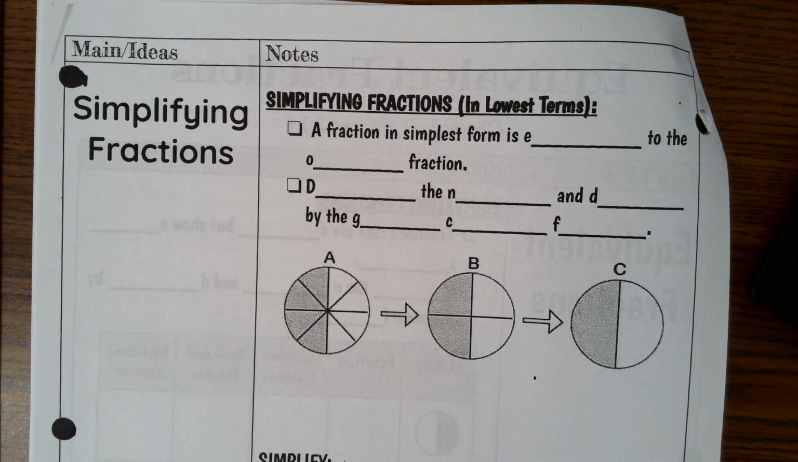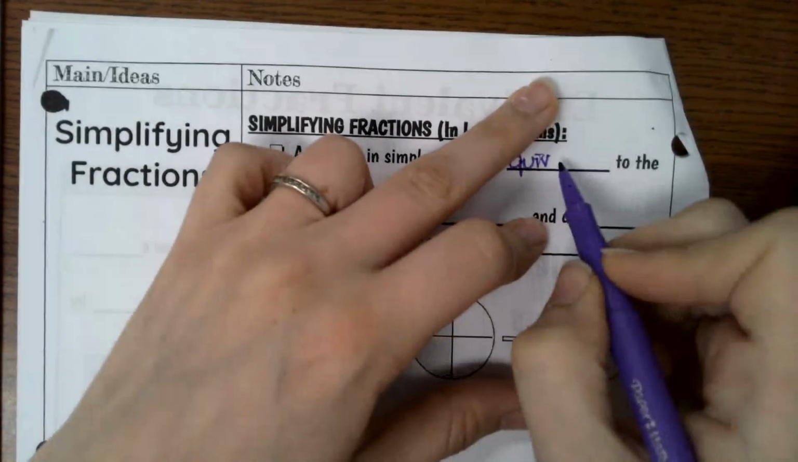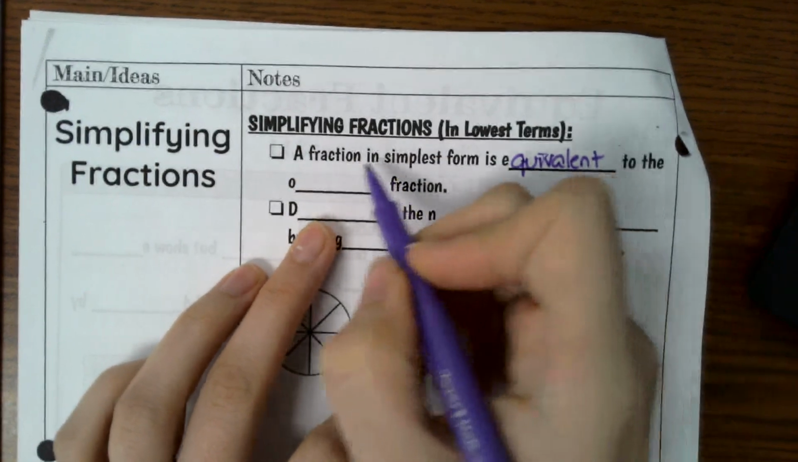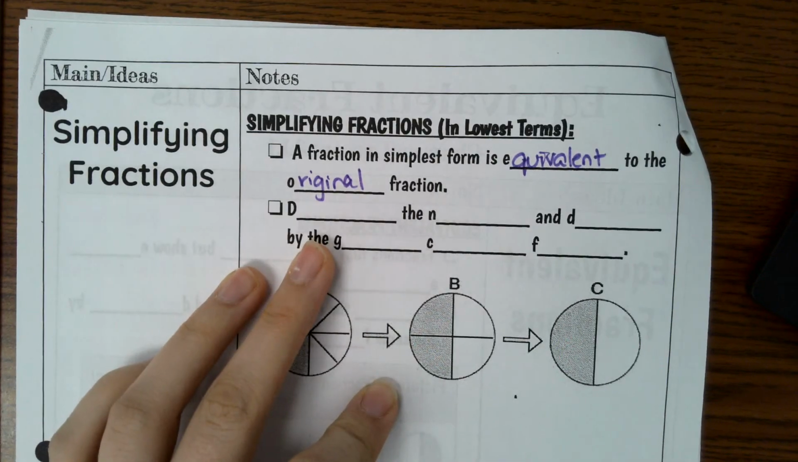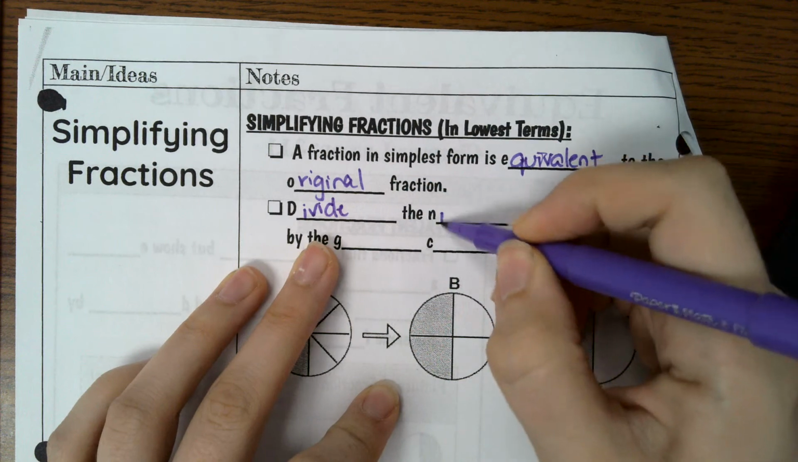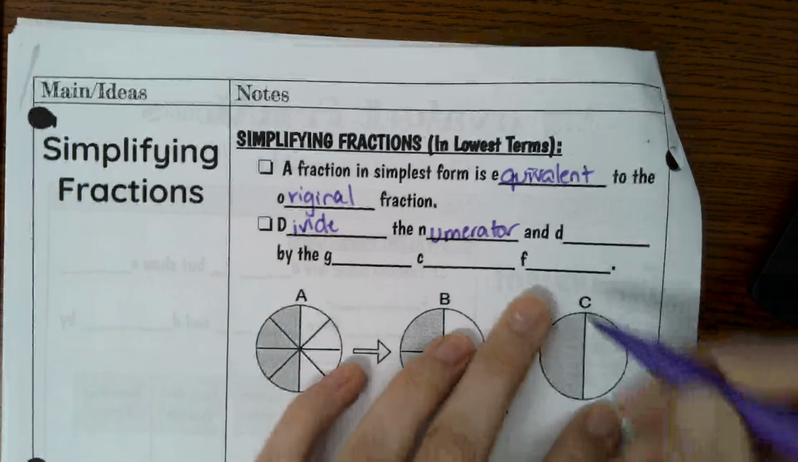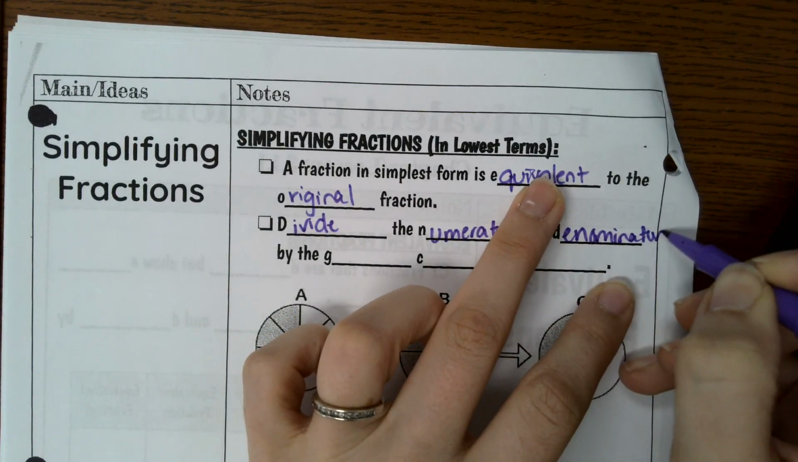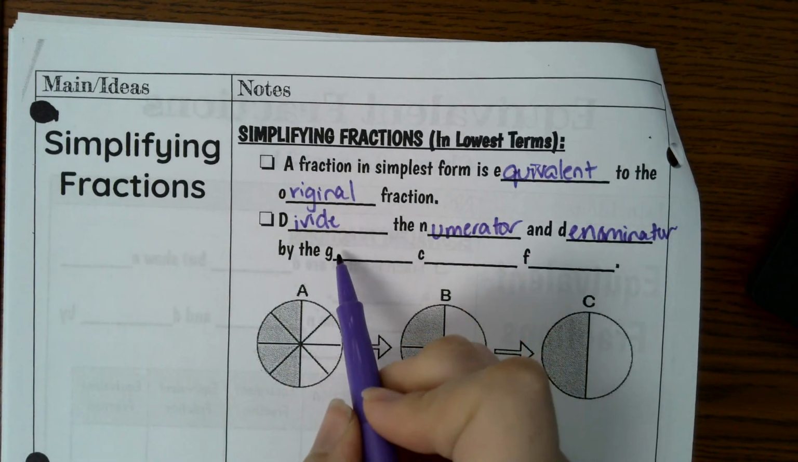A fraction in simplest form is equivalent to the original fraction, and you divide the numerator and denominator by the greatest common factor.